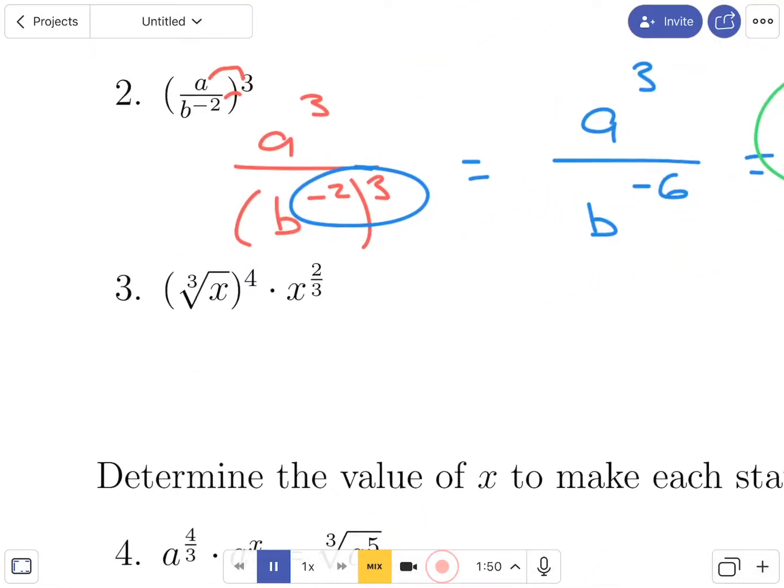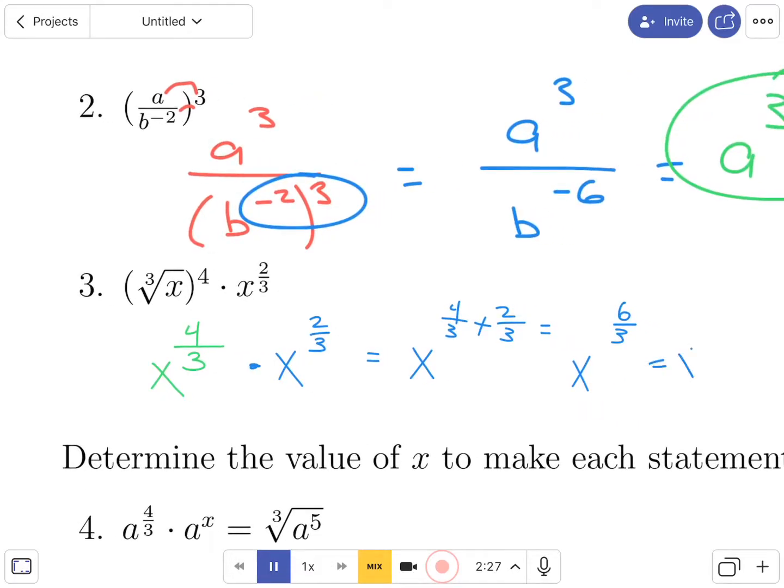The last one down here, if we want to take a look at this one and rewrite this one, we can rewrite this as x to the 4/3 power, where our denominator comes from the degree of the radical, and our numerator comes from the exponent. So 4/3, x to the 4/3 power times x to the 2/3 power. When we multiply these, they do have the same base, multiplication's taking place, so we can add those exponents. So this is x to the 4/3 plus 2/3, which you all know is going to be x to the 6/3, or x squared.